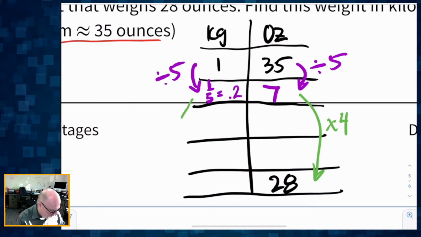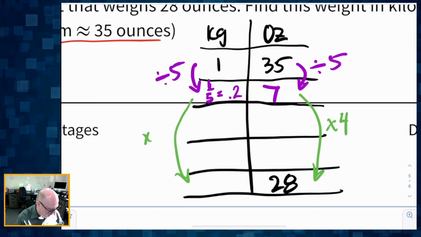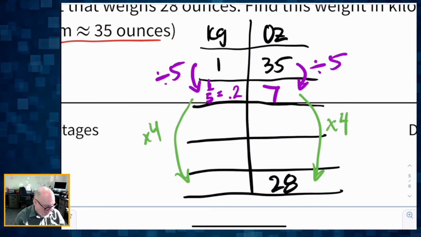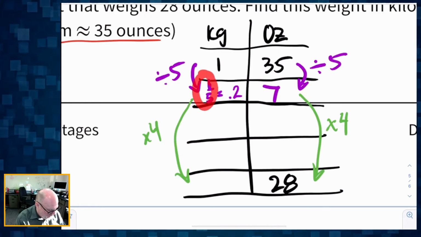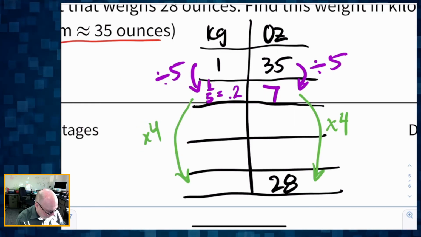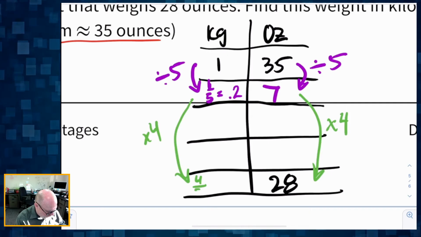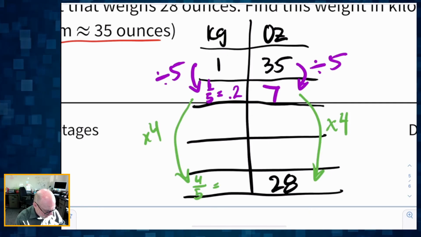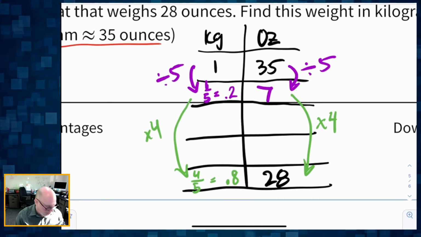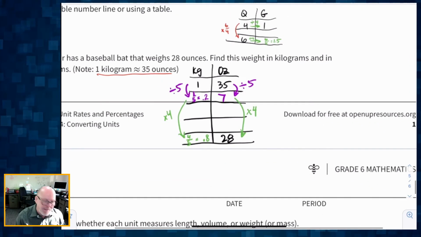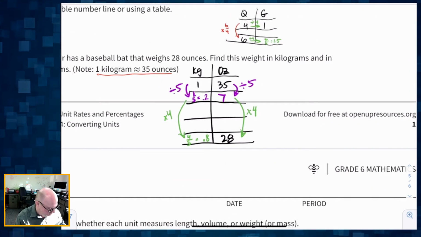7 times 4 is 28. So what am I going to do over here? I'm going to multiply it by 4. And I know that 1/5 times 4 is 4/5, and that's the same thing as 0.8. So 0.8 of a kilogram is 28 ounces.